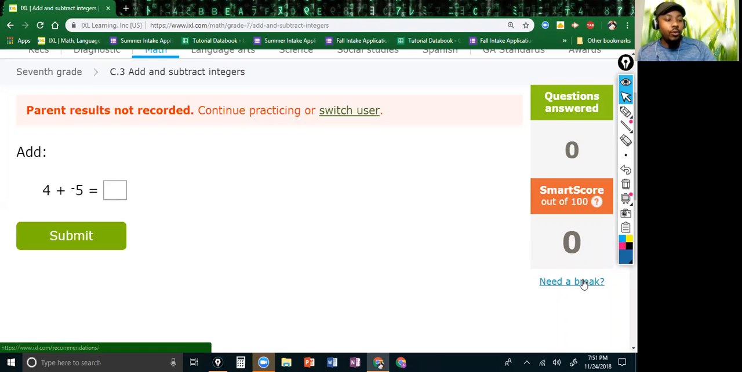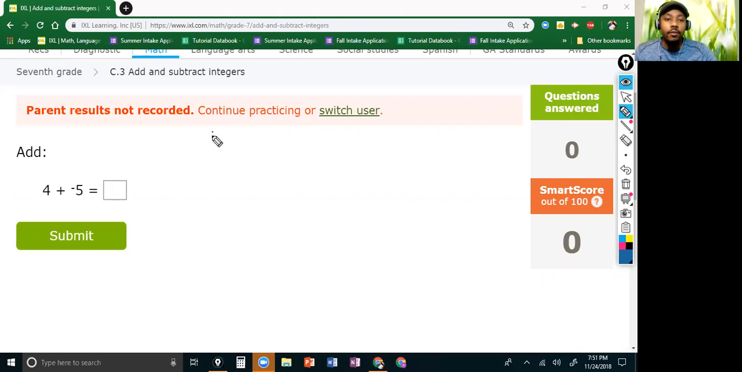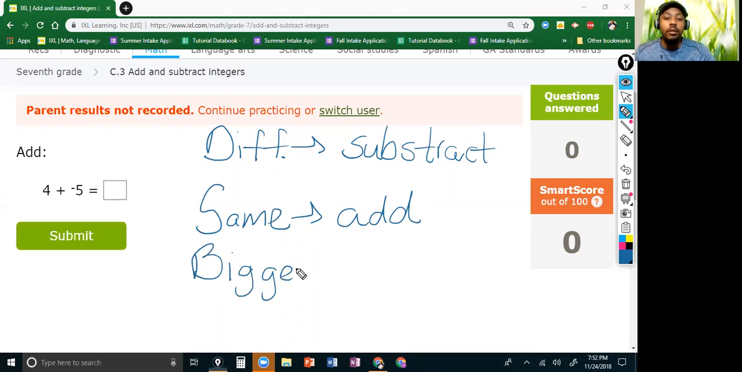Okay, here's a review of adding and subtracting integers. And so the rules are very simple. When we have different signs, we need to subtract. When we have the same signs, we need to add. And the biggest thing is that the bigger number gets the sign. Bigger number gets the sign.